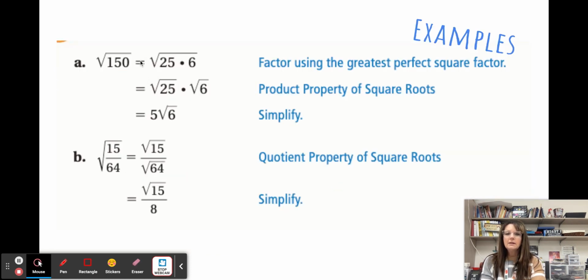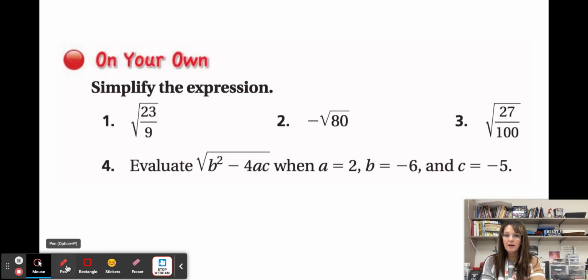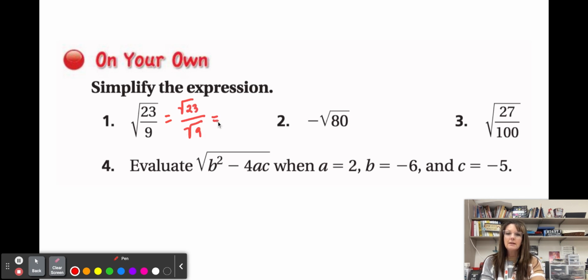All right, so this is an example in your book, and I'll let you go ahead and look that up in your textbook. And we'll just try a couple. So we have the square root, so we can simplify this and say square root of 23 over the square root of 9. And then what gets simplified is the square root of 9. 23 is not a perfect square, nor does it have any perfect square factors. Square root of 9 is a perfect square, and that is the solution.